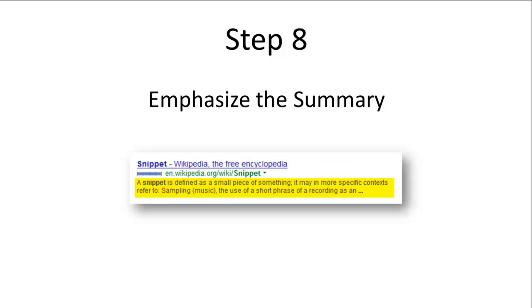Step 8 is emphasize the summary. Sometimes we refer to it as a description or a snippet, but the summary is the most neglected part of article writing. Your summary is a short 2 to 3 sentence summary about the article. It's what shows up in the search results below the title of the page, so write a summary that continues to pull the reader into your article.